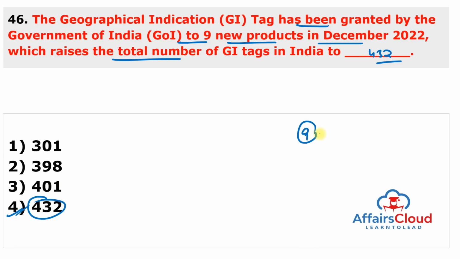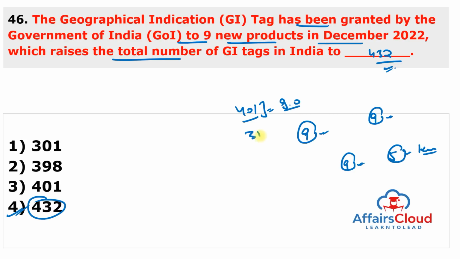So 9 new Geographical Indication Tags have been granted by the Government of India to 9 new products from different states like Kerala, Maharashtra, Ladakh, Assam, Telangana, etc. Out of the 9 tags granted, 5 are for products from Kerala alone. And this brings the total number of Geographical Indication Tags in India to 432, of which 401 are for products with Indian origin and 31 are for products with foreign origin.